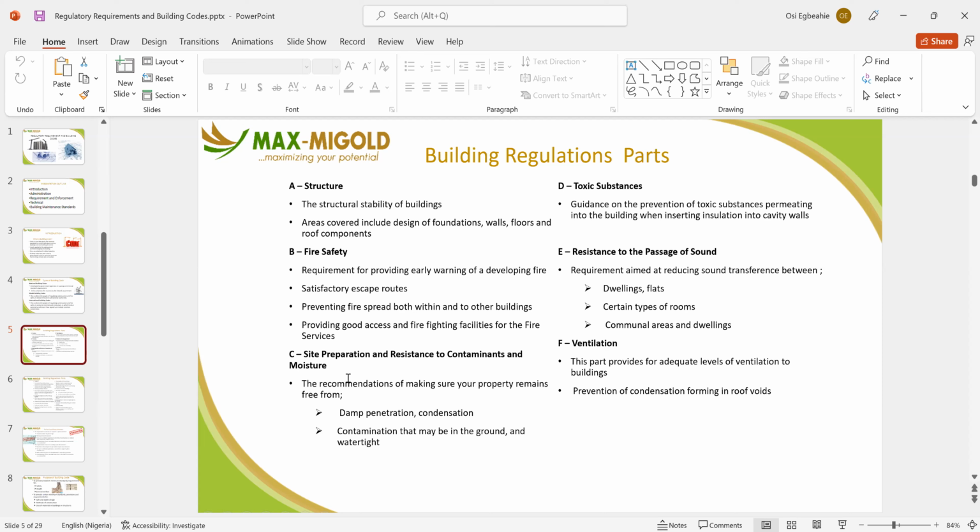Also, one of the things that the regulation looks at is site preparation and resistance to contaminants and moisture.